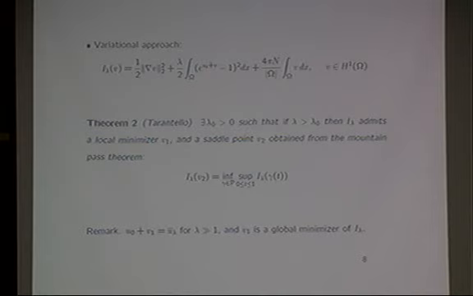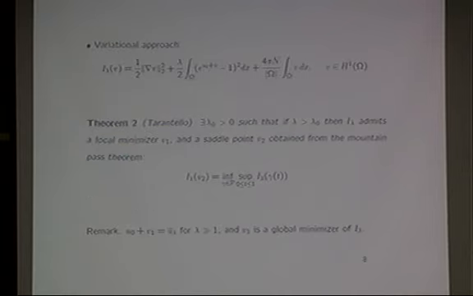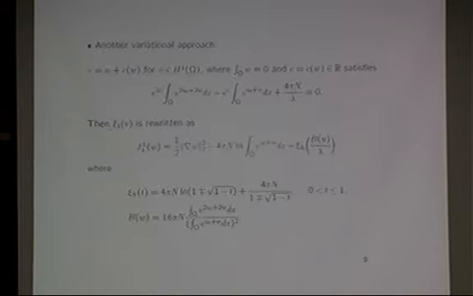Later it was shown that V1 actually corresponds to the global minimizer. I mean, if lambda is sufficiently large, then U0 plus V1 is exactly the maximal solution, and it is a global minimizer over L lambda. So, in view of the uniqueness result, we conclude that V1 is the unique global minimizer. L lambda has a unique global minimizer, and V1 is the one. So this is another variational approach.